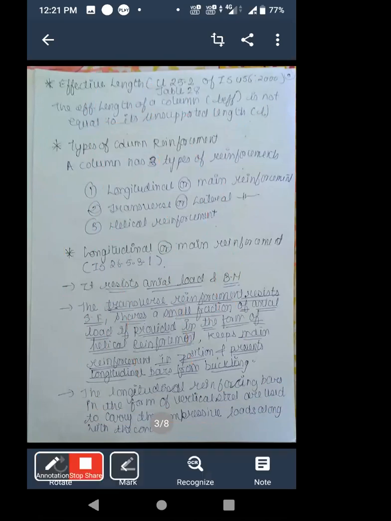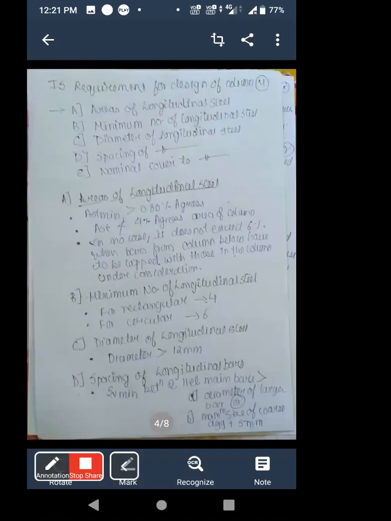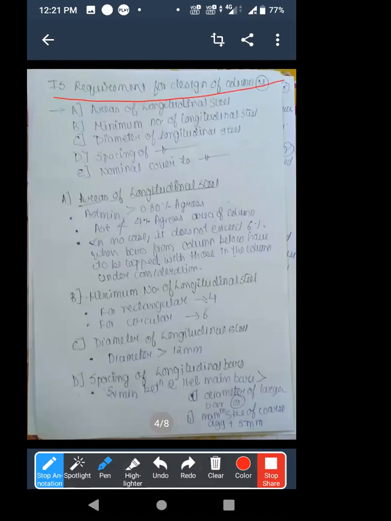Okay, next, IS requirements for design of column. What are the IS requirements? If you are designing a column, what are the IS requirements you need for the areas of longitudinal steel? Here it is given. First is the area of longitudinal steel, that is, the Ast of the longitudinal.